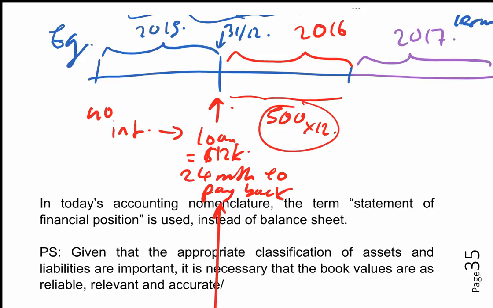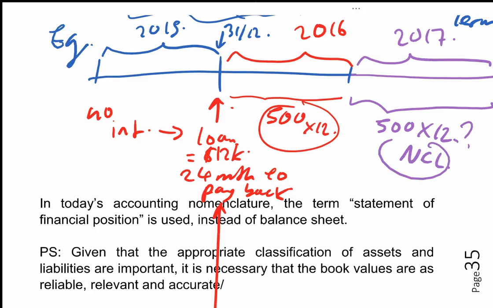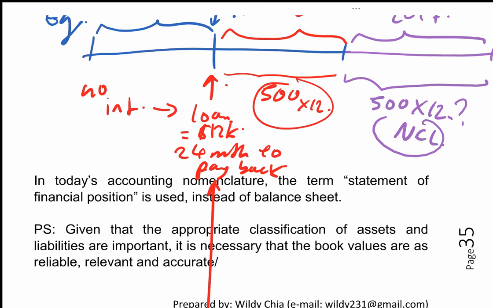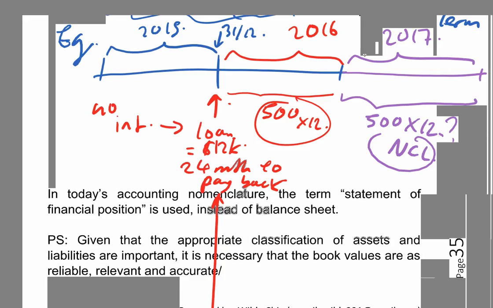Then how about the other portion? How about this part? This part you have another 12 months to pay. So what happens here is that this 500 times 12 is after 12 months from the balance sheet date, more than 12 months later. So this part becomes non-current liability, because it's beyond 12 months. So how much is the non-current liability? Also 6,000. So beware, the same loan can be both current and non-current depending. Right? Can be both at the same time. You may get it in MCQ, so they may test you.